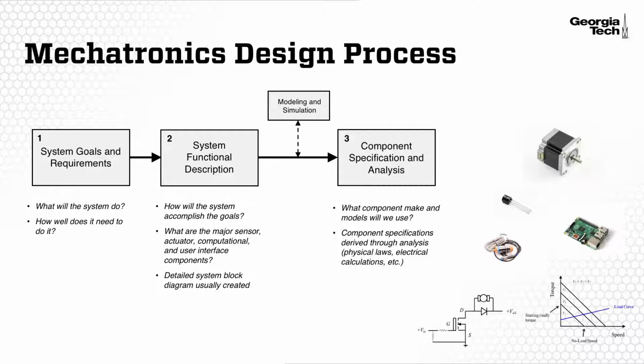So for instance, you may have heat dissipation requirements for your electronic components. You may have processing requirements for your computers. You may have torque requirements for your motors. And the way you arrive at those requirements is by using physical laws to determine, for instance, torque requirements, electrical calculations to determine heat dissipation, or other types of physical laws or analysis techniques to arrive at these specifications.